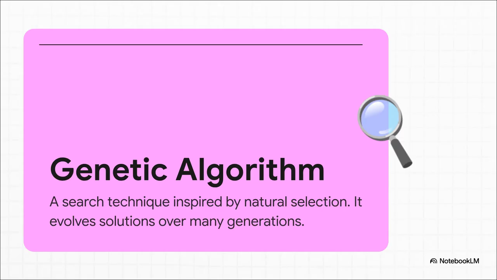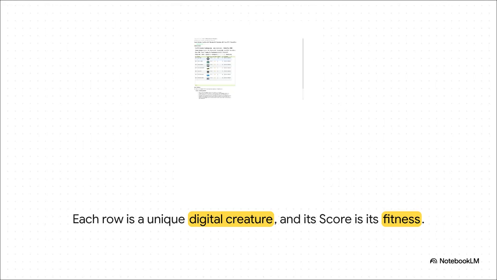Okay, so this is the textbook definition. But what does it really mean? A genetic algorithm doesn't just hunt for one right answer. Instead, it creates a whole bunch of potential answers and basically lets them breed and compete with each other, getting a little bit better generation after generation until a fantastic solution just emerges. And that is exactly what we were seeing on that screen a minute ago.